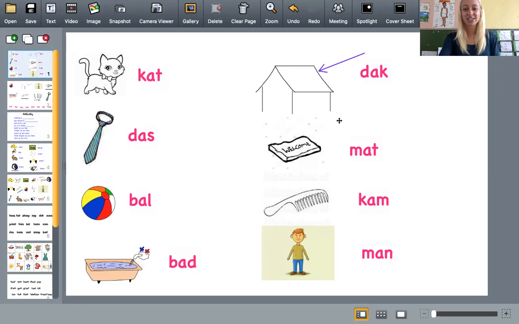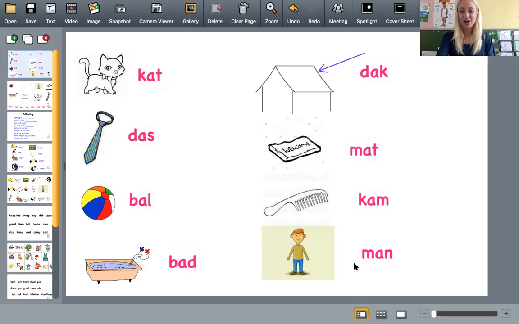Okay, good. Next one is a mat, or a small carpet that you have in the front of your house, or as you come inside. A mat is a mat, and you can see it's actually spelled exactly the same in English, but instead of saying a, we say a in Afrikaans. Okay, so if we sound it out, it says m, a, t, mat. Good. The next one is a comb that you might use to comb your hair. And in Afrikaans, it says kam. K, a, m, kam.